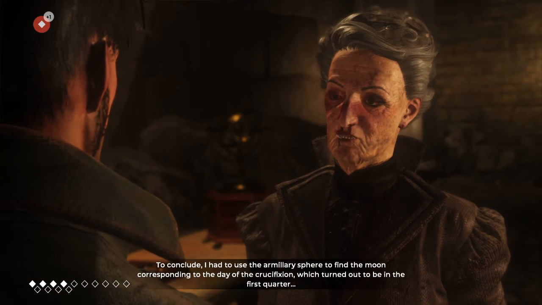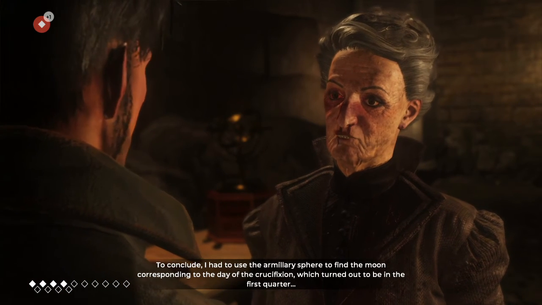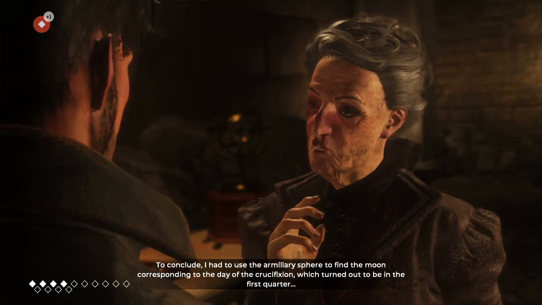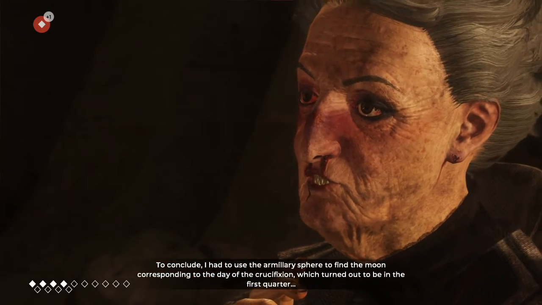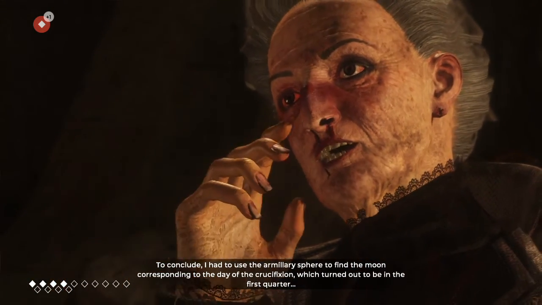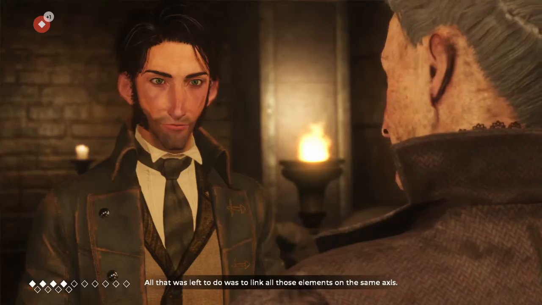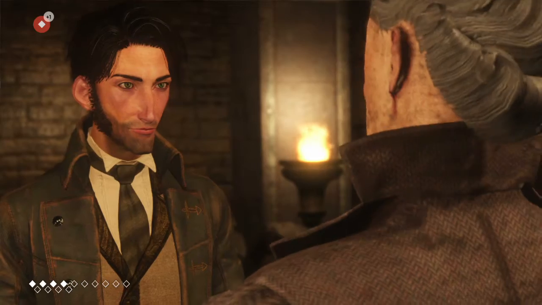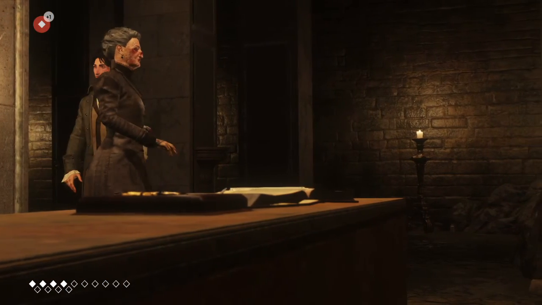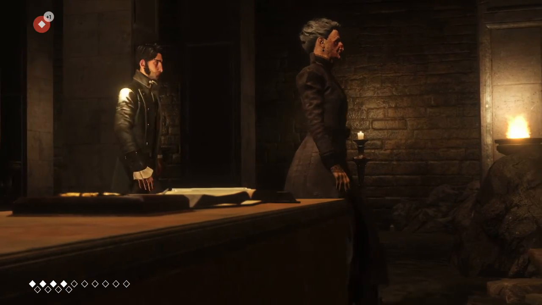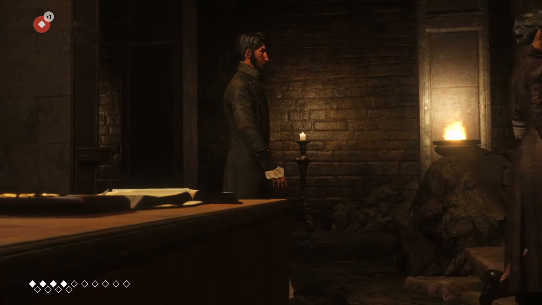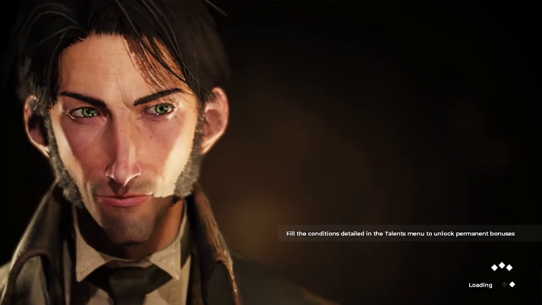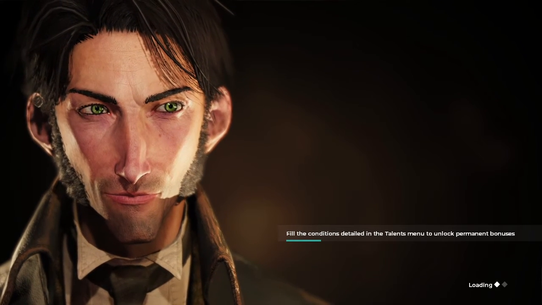To conclude, I had to use the armillary sphere to find the moon corresponding to the day of the crucifixion, which turned out to be in the first quarter. All that was left to do was to link all those elements on the axis. It was 6 days before. I should have moved it one. Stupid, stupid, stupid.